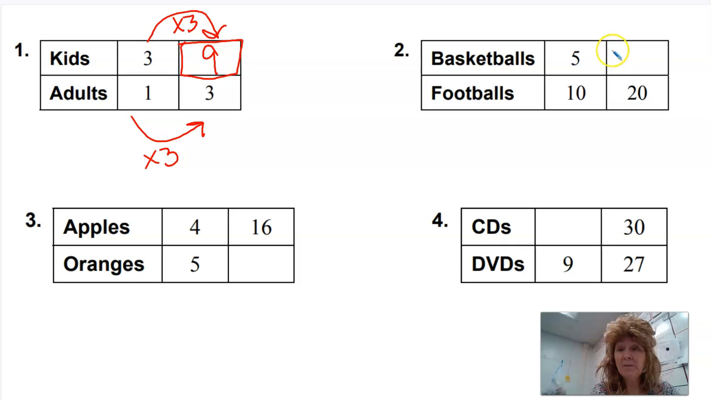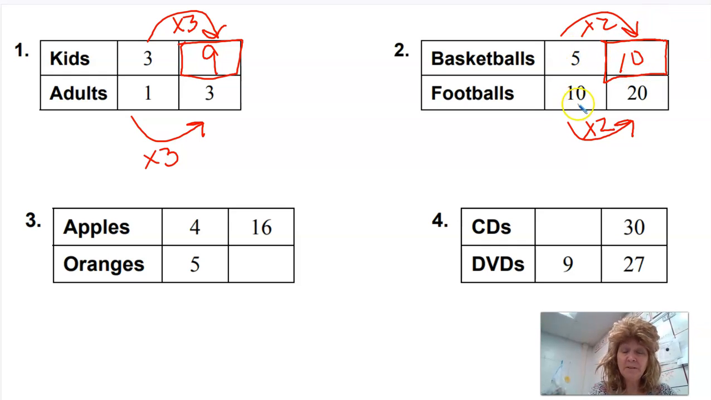All right, basketballs compared to footballs. The missing numbers in basketball, I swoop toward the missing number. 10 times 2 is 20. 5 times 2 is 10. So for every 5 basketballs, there's 10 footballs, which means I'm going to have 10 basketballs compared to 20 footballs.